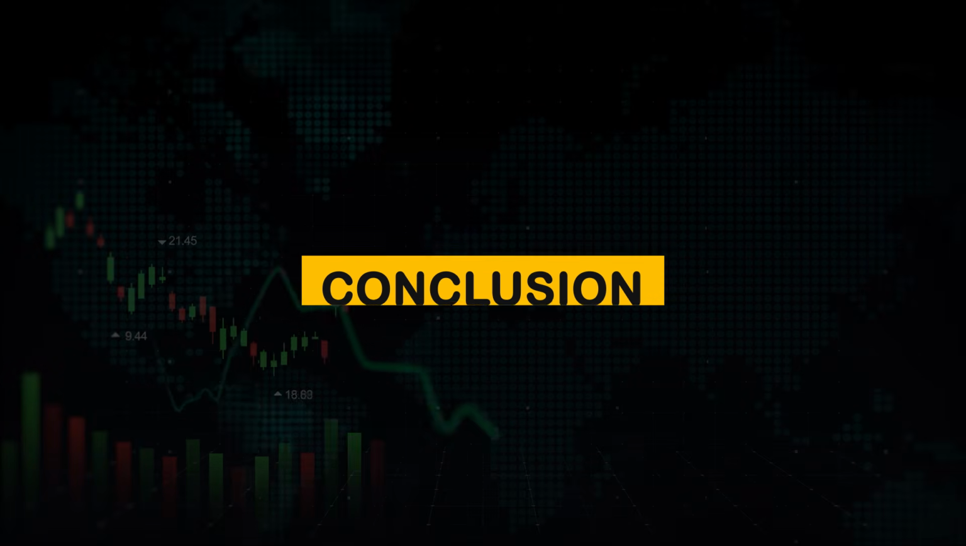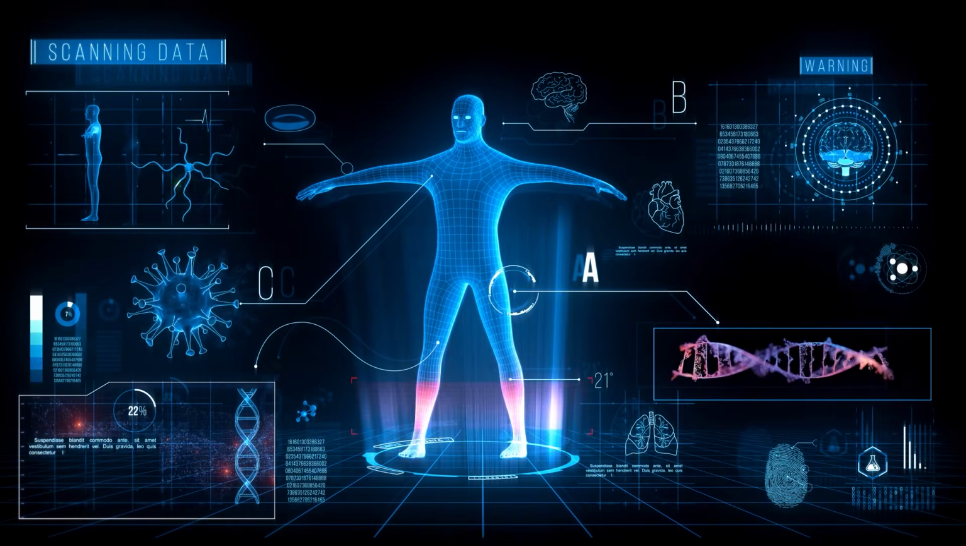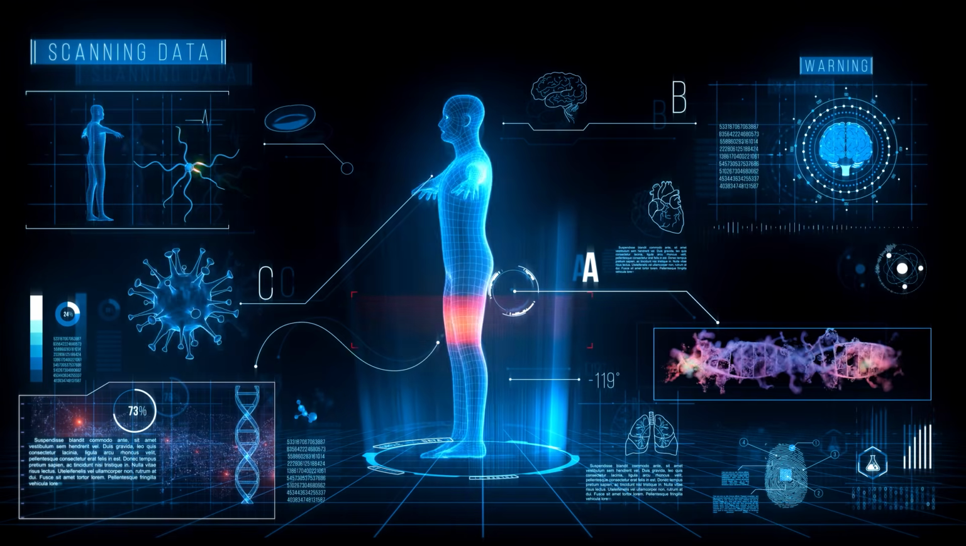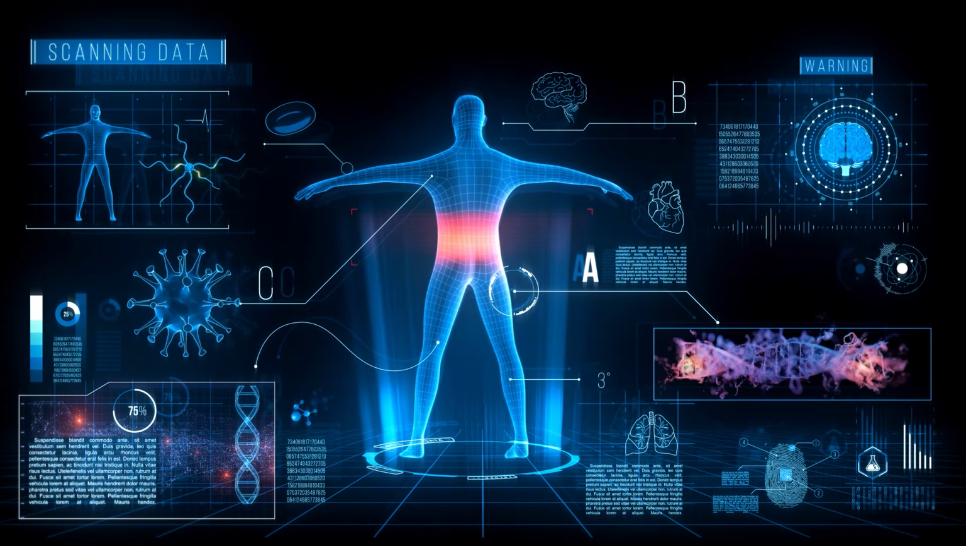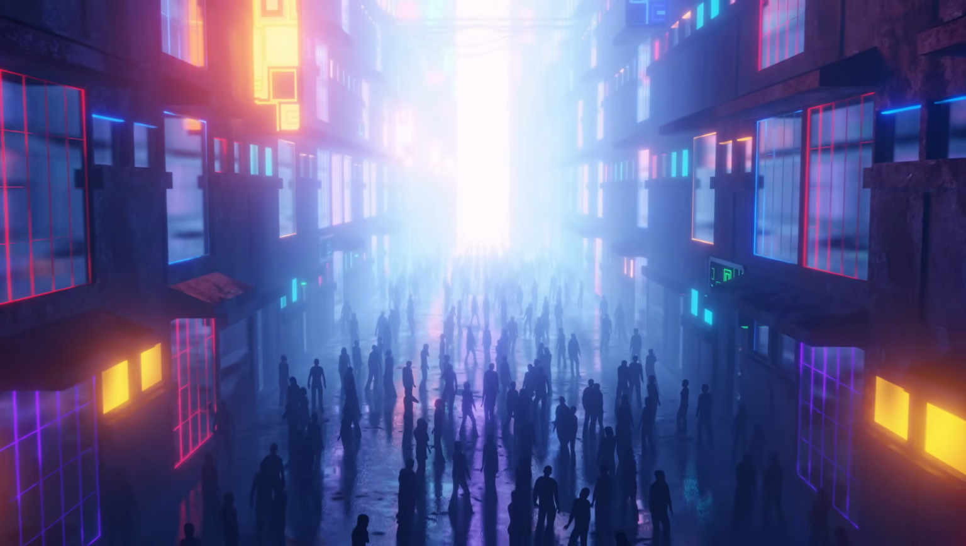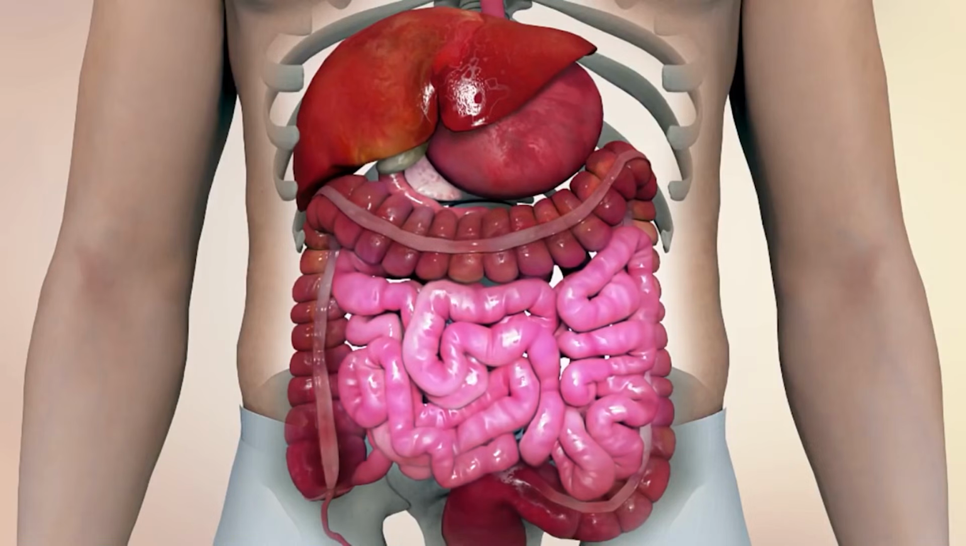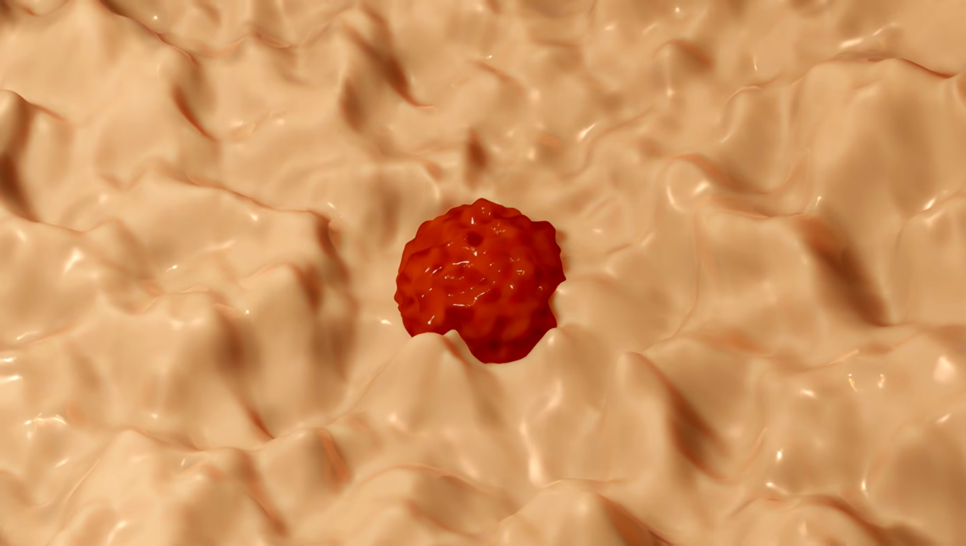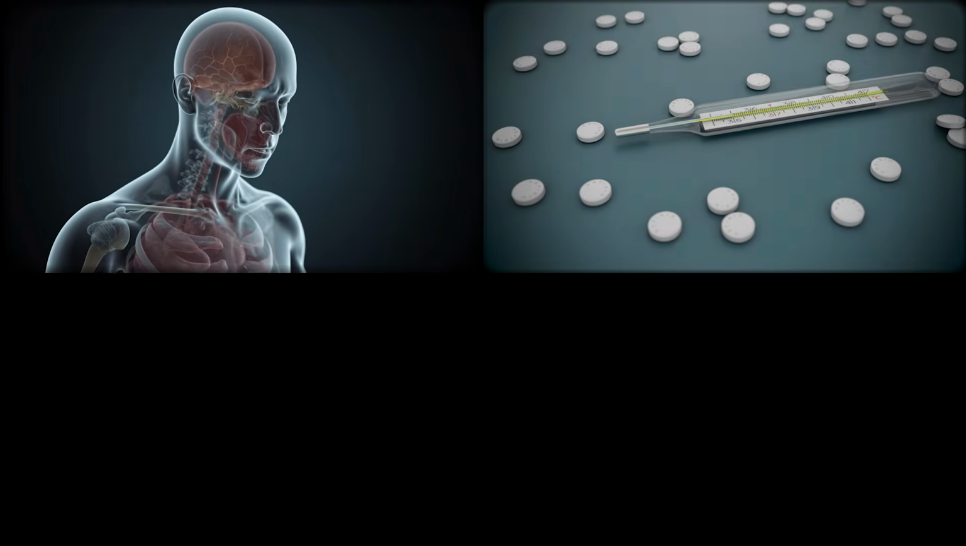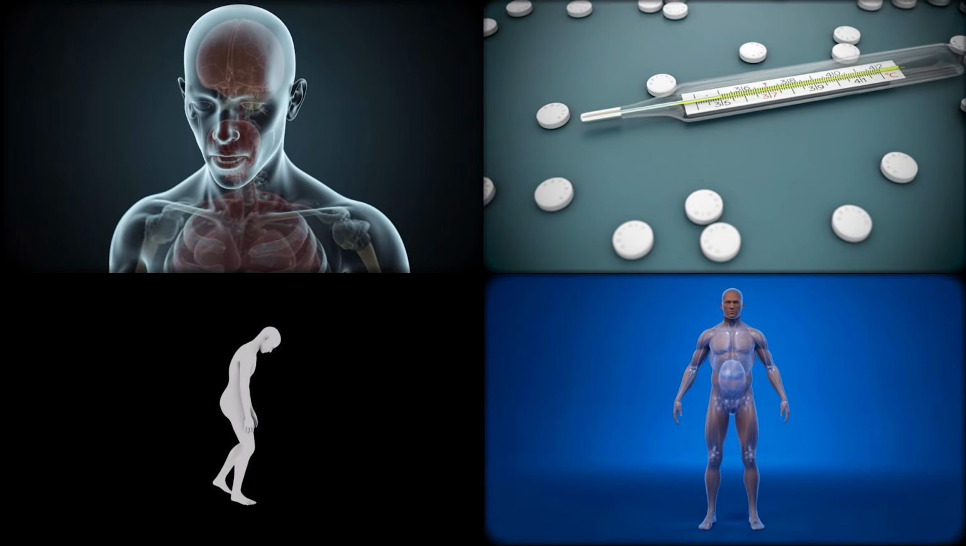Conclusion. Tuberculosis is a serious but preventable and curable infectious disease caused by Mycobacterium tuberculosis. It spreads through the air and primarily affects the lungs but can damage multiple organs. The disease can remain dormant for years before becoming active. Symptoms include persistent cough, fever, night sweats, and weight loss.